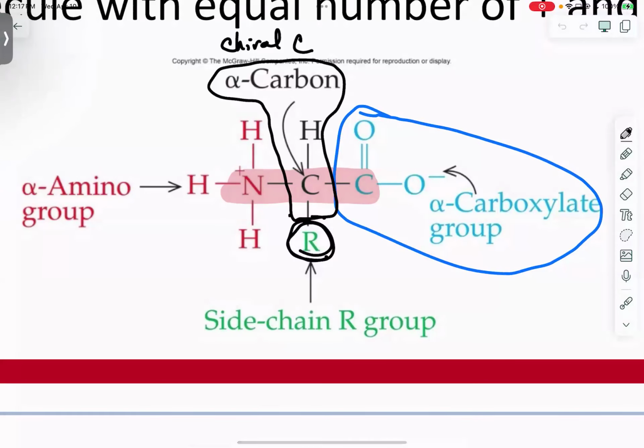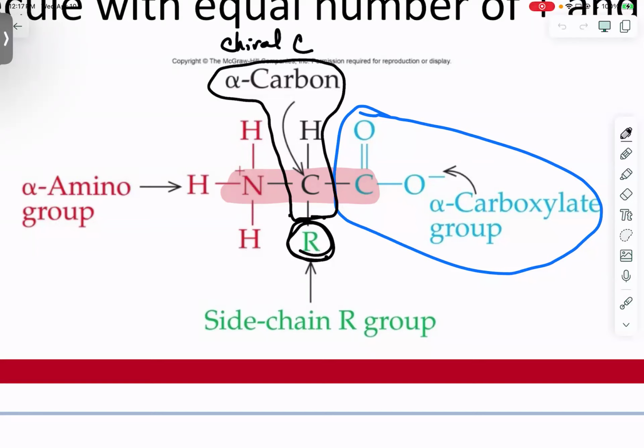So we call them alpha amino acids because the amine group is bonded to the alpha carbon, not to the carboxylate carbon. So it's an alpha amino group and it's an alpha carboxylate group because they're both bonded to the alpha carbon. So that's why I call it an alpha amino acid. Yeah, it doesn't make sense until you look at the structure.